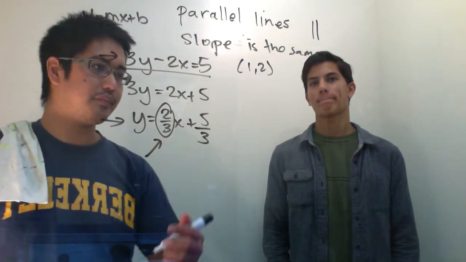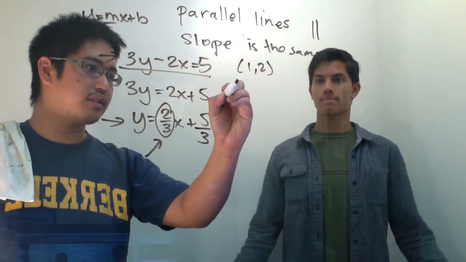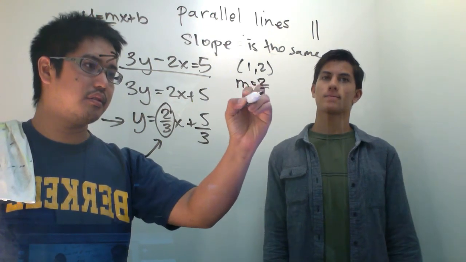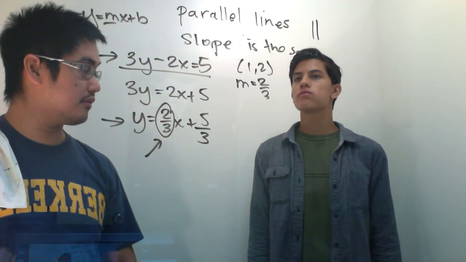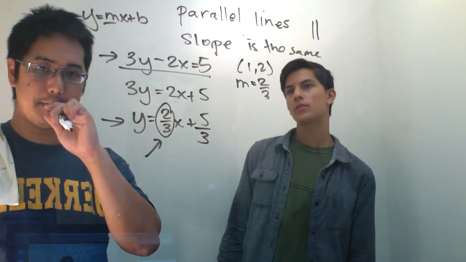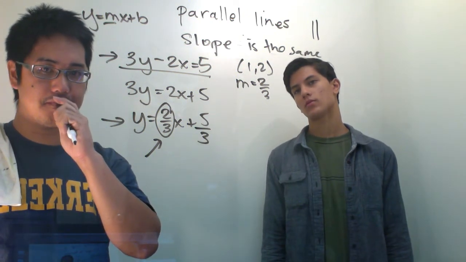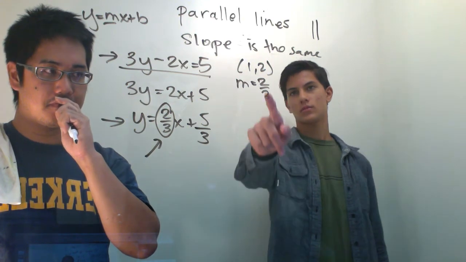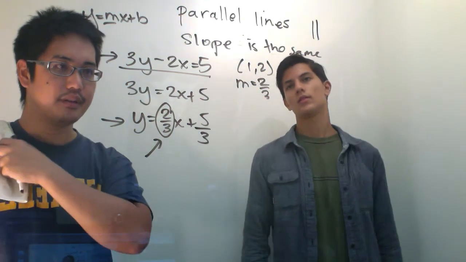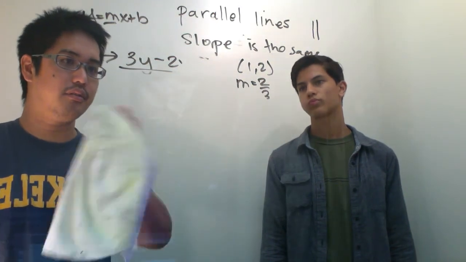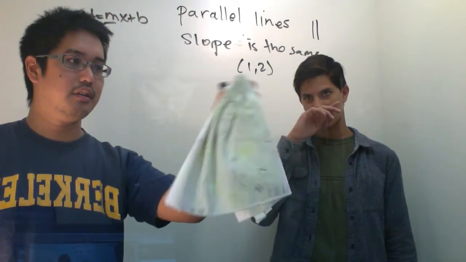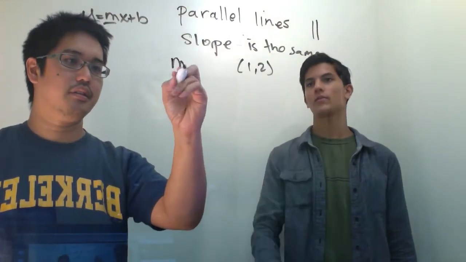Do you remember, if you're given the slope and you're given a point, what equation to use? If you're given a slope and a point. I'm going to erase this part. Okay.